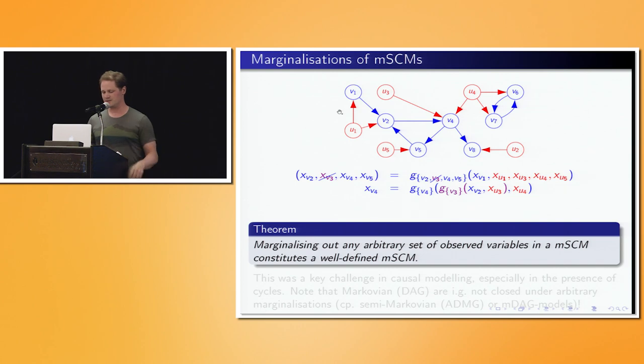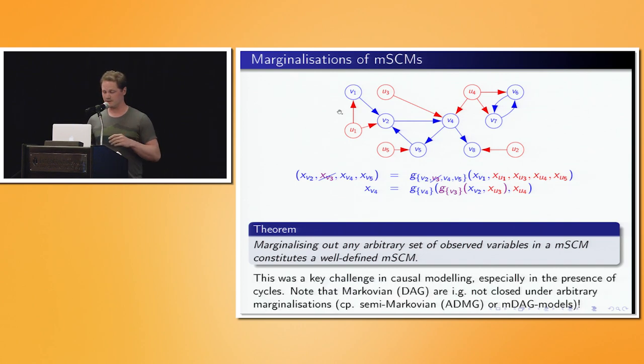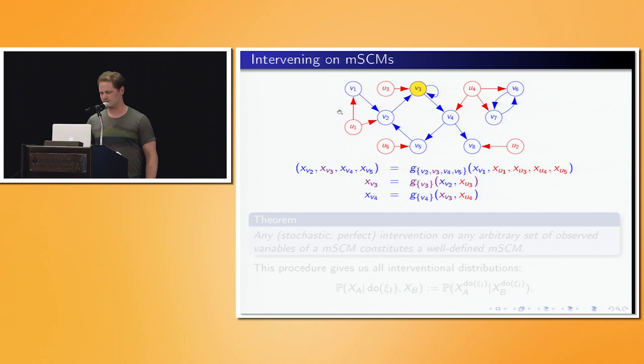And this plugging in works so well because of the assumption of this compatibility. And the theorem just says you can do this for all kinds of sets of observed variables. And this kind of solves one of the problems in causality, where these kinds of marginalization properties are usually not there, not even in the DAG case. DAGs are not stable under marginalizations. So we can do this also with cycles.